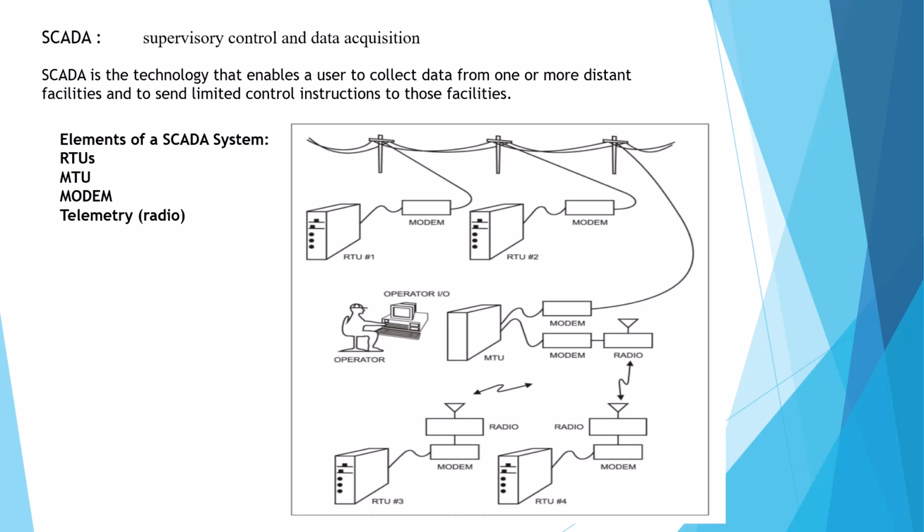SCADA is a technology that enables users to collect data from a remote facility and send control instructions to the remote facility. SCADA has four elements: RTU, MTU, modem, and telemetry, which is called radio.